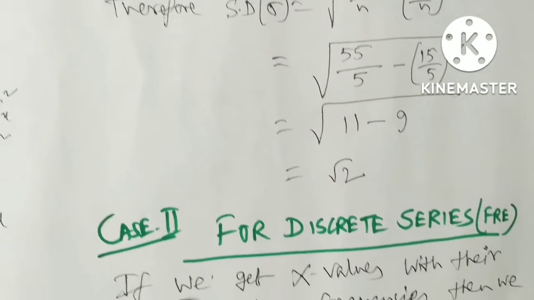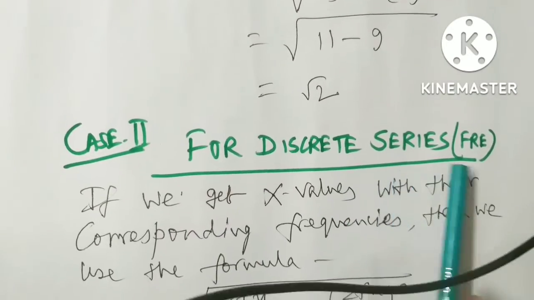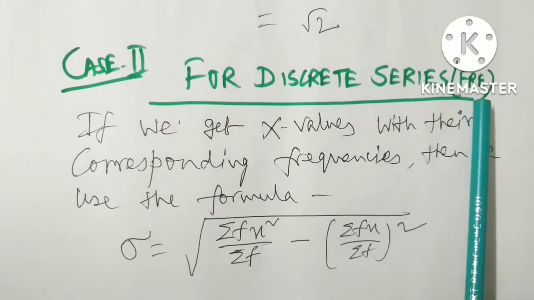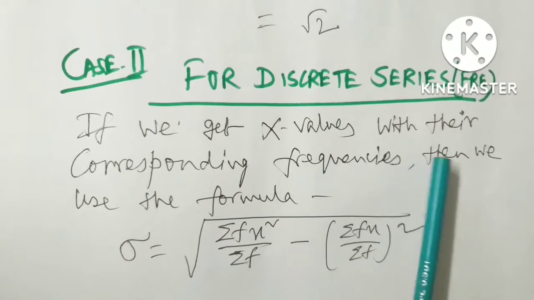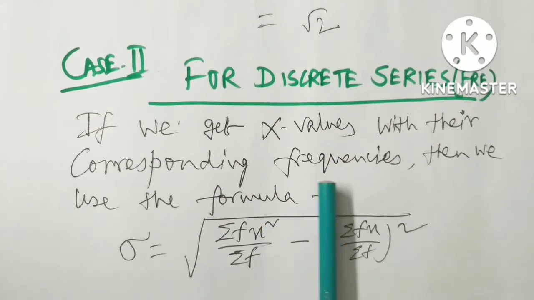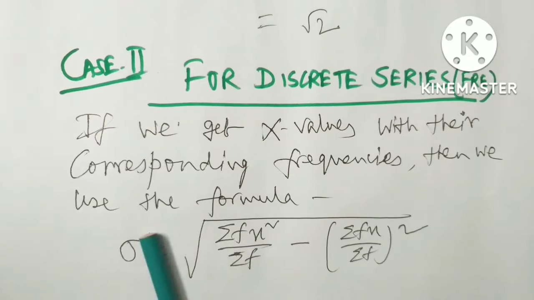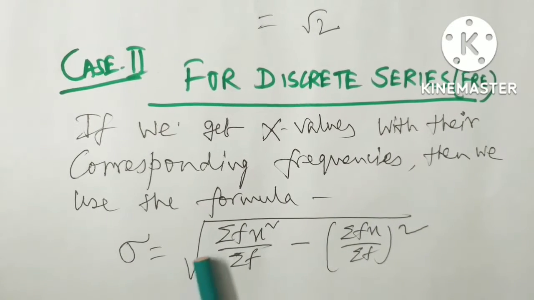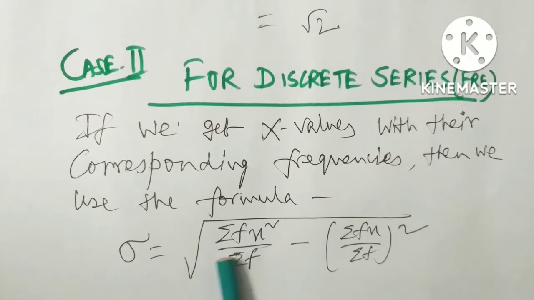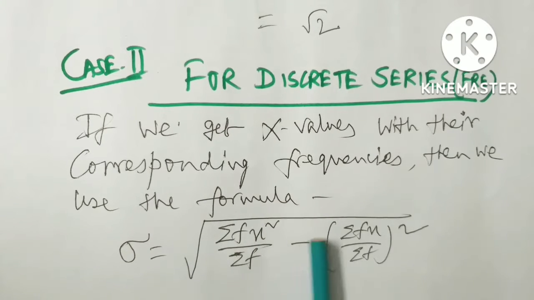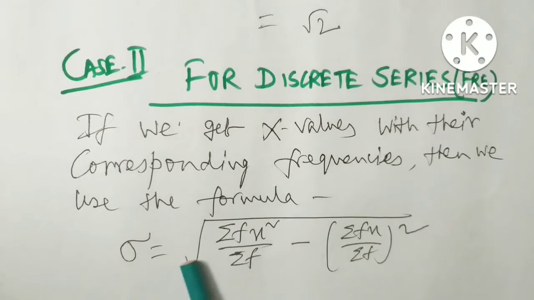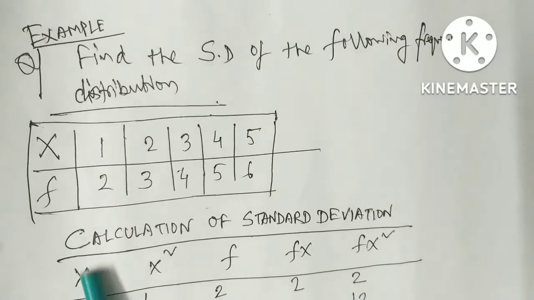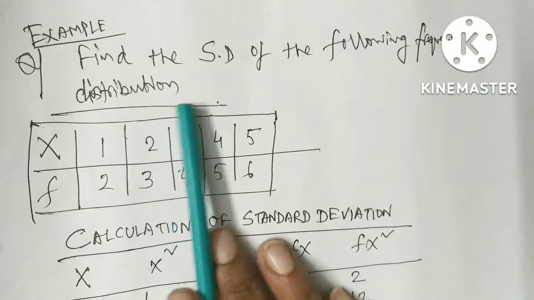Now case 2, for discrete series, that is the frequency series. If we get x values with their corresponding frequencies, then we use the formula sigma equals root over summation f into x square by summation f minus summation fx by summation f whole square. This is the SD formula. Now we give an example in support of the formula.